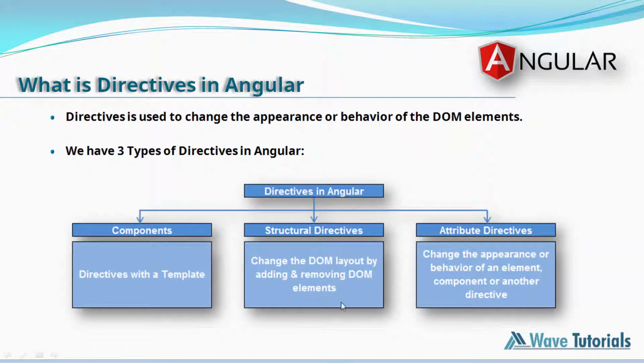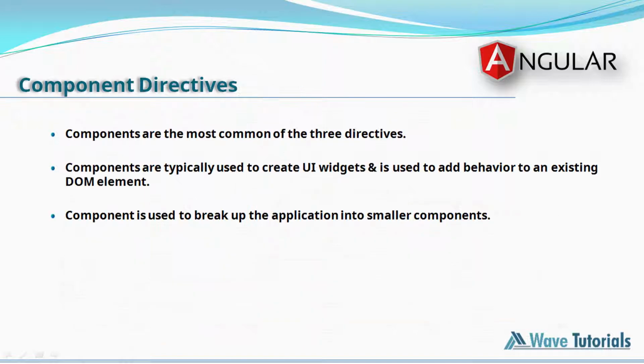Next one is structural directive, which changes the DOM layout by adding or removing DOM elements. And the third one is attribute directive, which changes the appearance or behavior of an element, component, or another directive. So let's discuss them one by one.